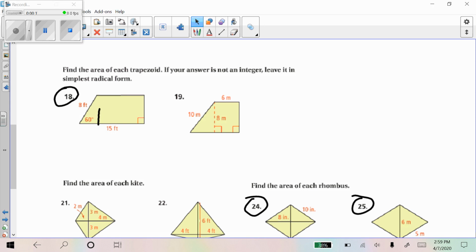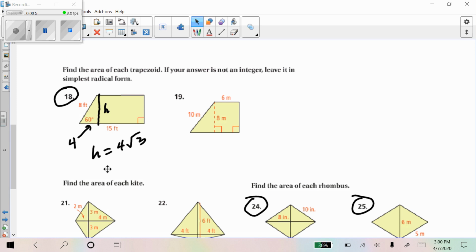So for this problem here, to find the height, we need that line right there. I'll just call that h for now. Then we're going to use the 30, 60, 90 triangle rules to figure that out. The base of a 30, 60, 90 triangle, the short leg, is half of the hypotenuse, so that would be 4 right there. And the height would be the short leg times the square root of 3. So in this problem, h equals 4 times the square root of 3.